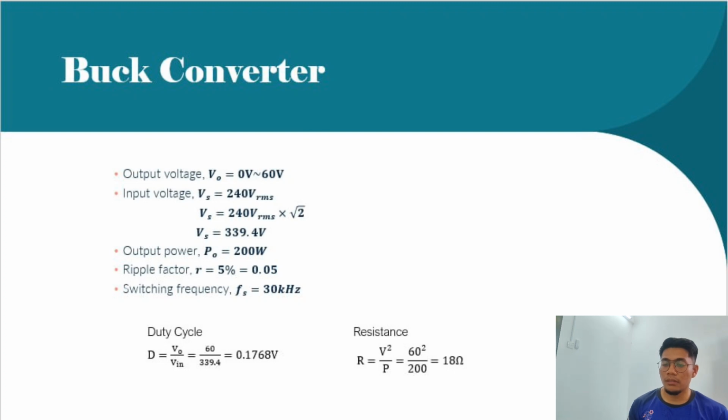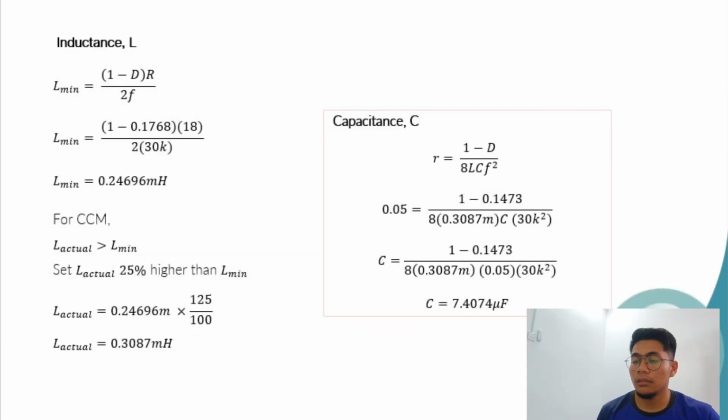The next step is we must calculate the duty cycle, which is VO over Vin, and we get 0.1768. And for the resistance, we get 18 ohm, which is V power of 2 divided by power. Next, we calculate the inductance and capacitance value.